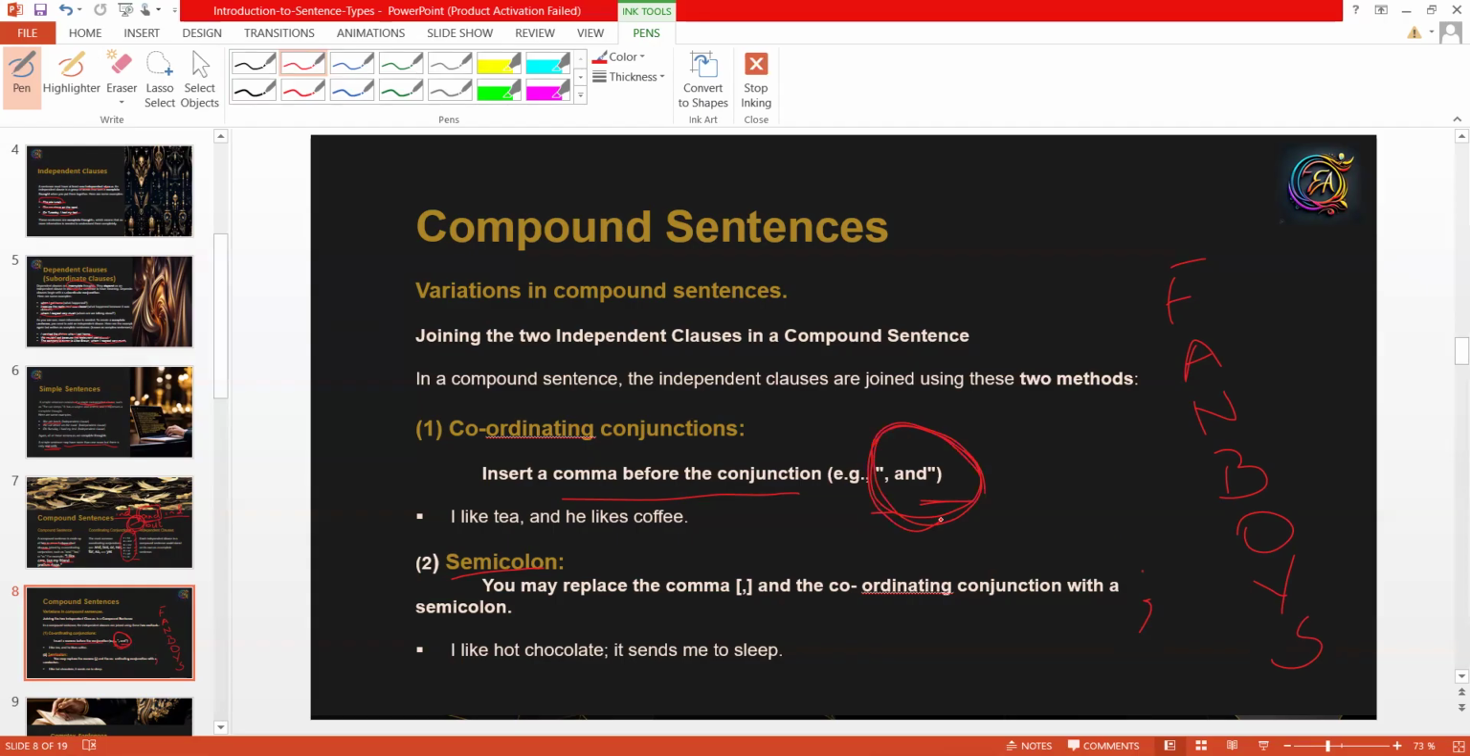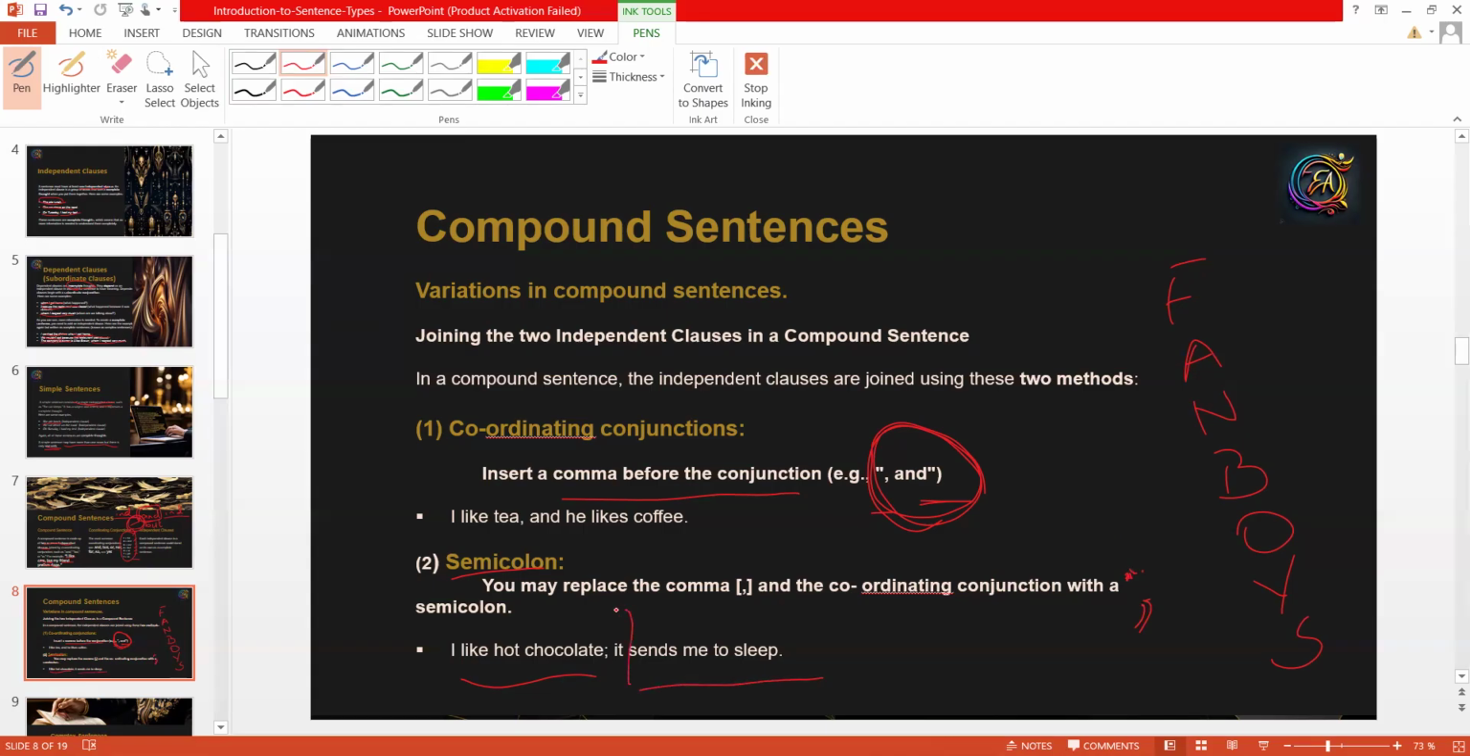And how can we make a sentence here? I like hot chocolate. Now, I like hot chocolate. We can either use a comma and an "and", or we can use a semicolon, a full stop and a comma. So we can use either. It sends me to sleep.